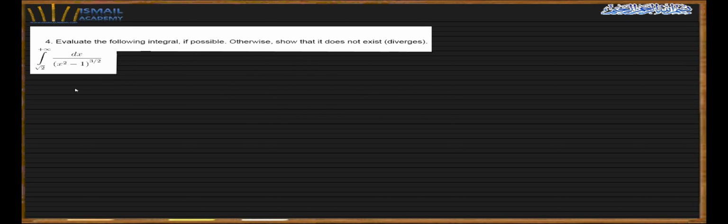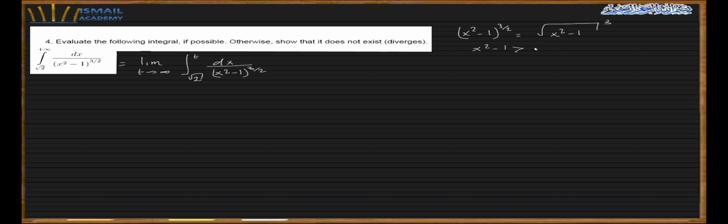So in this question they ask me to evaluate this integral, and this is an improper integral. So the first thing I need to do is change this to a limit. This is the same thing as the limit t goes to infinity, from square root of 2 to t, dx over (x squared minus 1) to the 3/2. Now (x squared minus 1) to the 3/2 is the same thing as the square root of x squared minus 1, to the power 3. When we have a function under the square root, it must be greater than or equal to 0. But our case is in the denominator, so x squared minus 1 should be strictly greater than 0, which means x squared should be greater than 1.